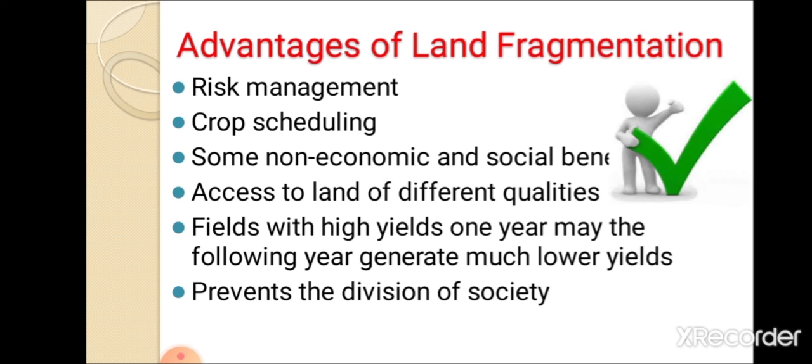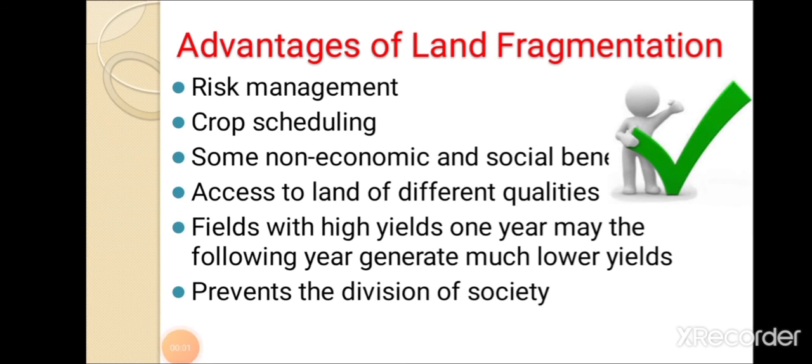After that, next advantage is crop scheduling. So in this crop scheduling, when the land holding is scattered to various locations, it has a variety of altitudes and because of that the crops ripen at different times. So the farmer can take advantage for adjustment of his labor force according to schedule to avoid labor bottlenecks.